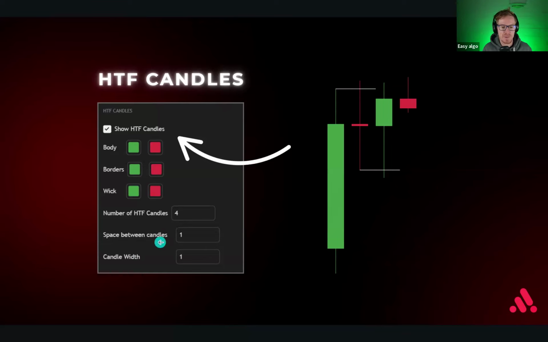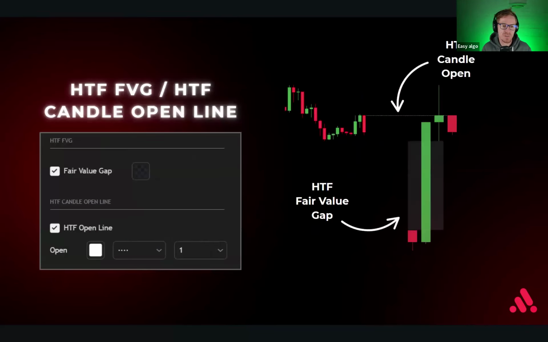Then we've got the space between the candles. If you want a greater space between the candles, you can increase this and it'll move the space further apart. We've got the candle width. So if you want the candles bigger, you can change the candle width and it'll increase the size of the candles. Then over here, we've got the higher time frame fair value gap and the higher time frame open line.